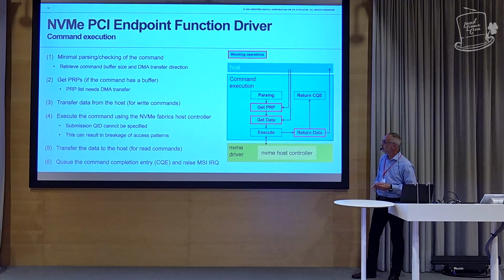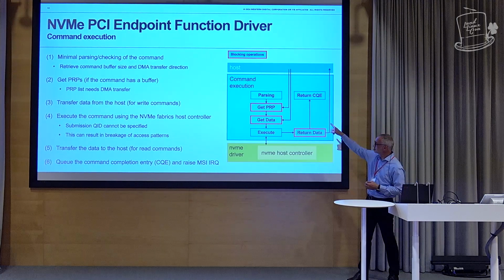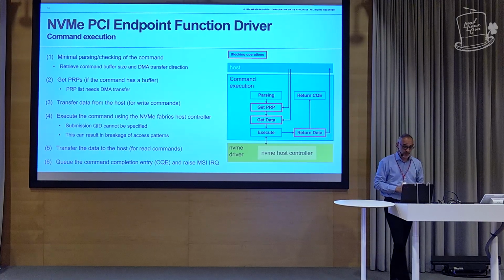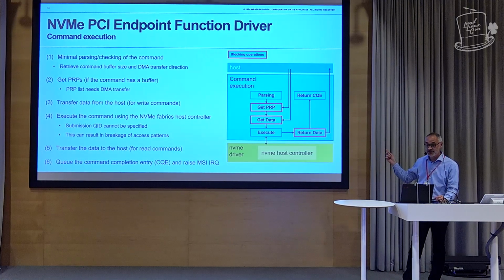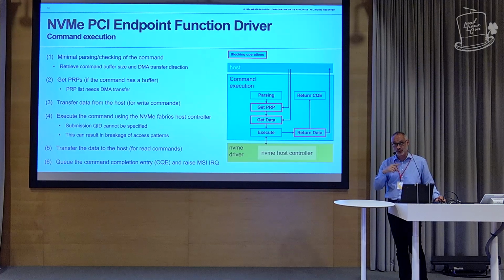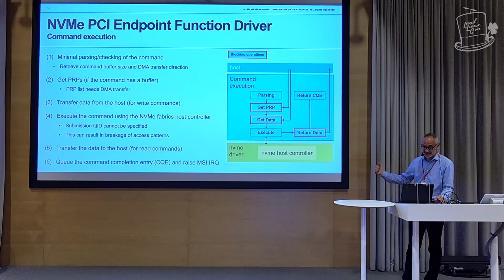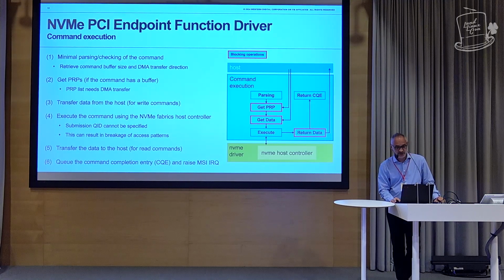This is all fairly simple, but you'll notice that the red boxes here are actually blocking operations because we do data transfer between the host and the endpoint. So we have to wait for this data transfer to happen before we can go to the next step. So that was kind of challenging, because if you do this in a single-thread manner, you end up with an NVMe endpoint that will do QD 1 per queue. That's it. And that's not really the NVMe model. So you want to be able to do something better than that.